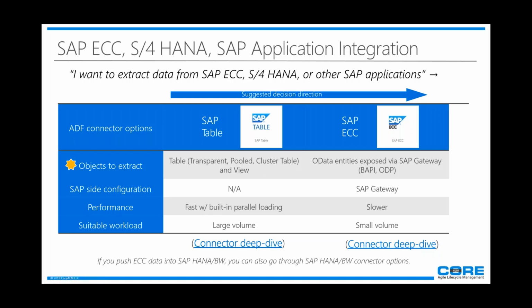So say you want to bring in some information from ECC or other SAP apps, very similar to what you saw before. The suggested route would be to try to use SAP table if you have it, and if not, then go ahead and set up an OData connector via the SAP gateway in order to bring the content in. It is going to be slower, and the amount of volume that it can really handle isn't quite as much as it would be if you were to use SAP table.